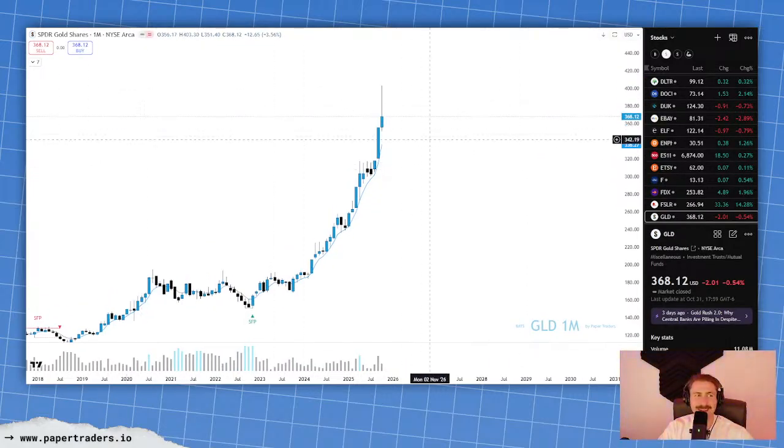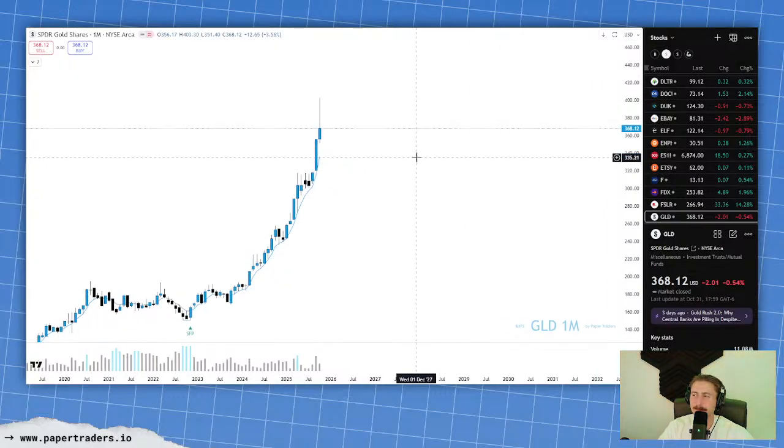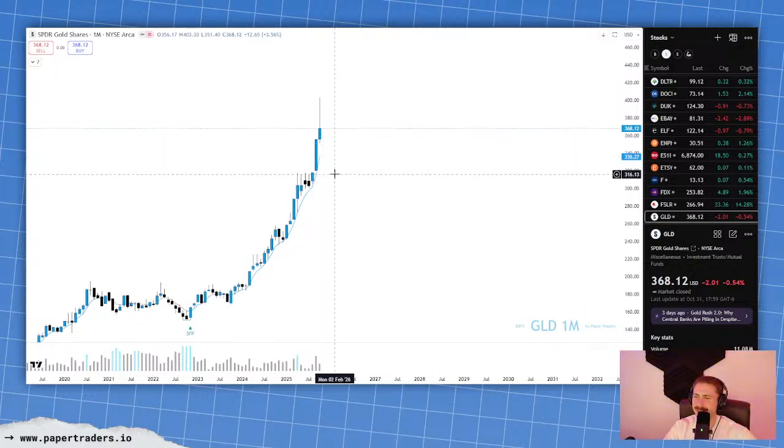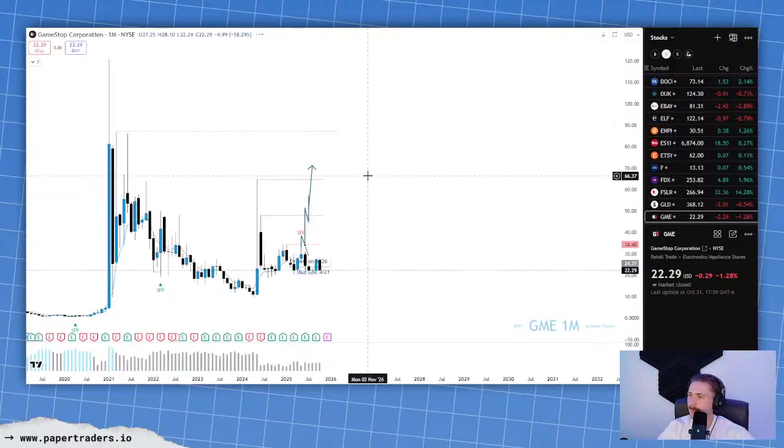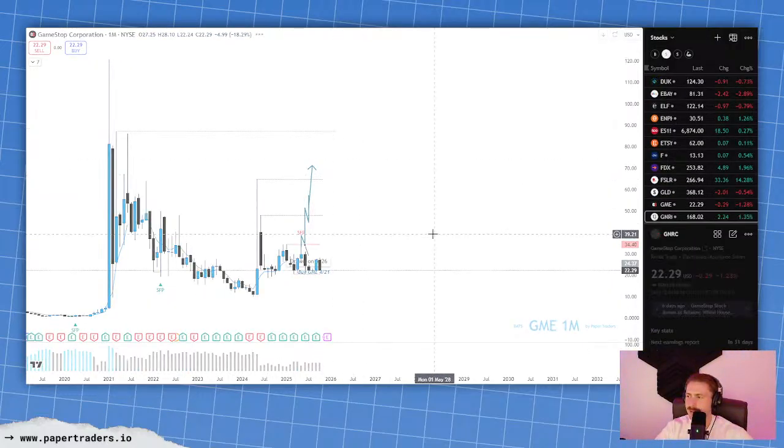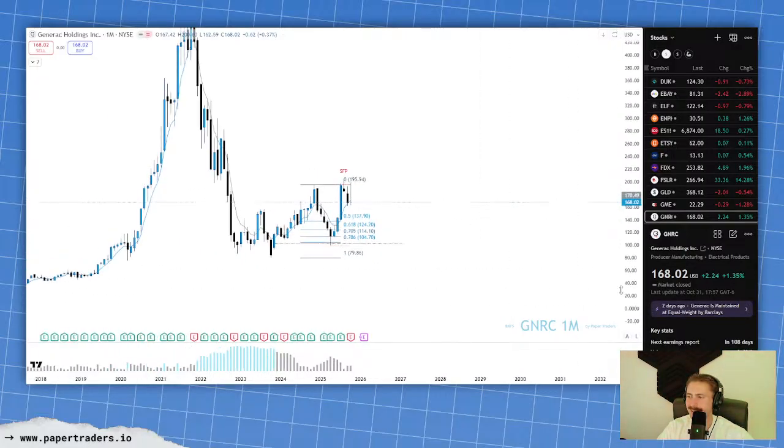Gold monthly. Short. Maybe a tap of this FVG, not yet, that right there. The retest of this breakout wouldn't be bad at all, in my opinion, with this gap right there. Gold. GameStop. Next.